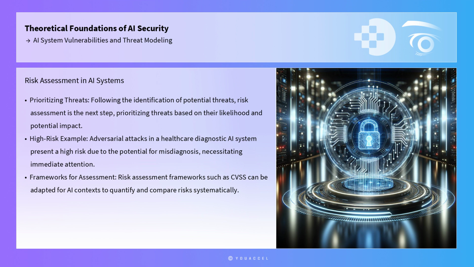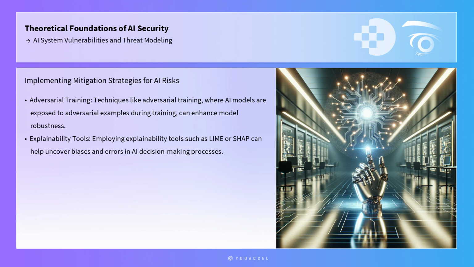Following the identification of potential threats, risk assessment is the next step. This involves prioritizing threats based on their likelihood and potential impact. For example, adversarial attacks in a healthcare diagnostic AI system present a high risk due to the potential for misdiagnosis, necessitating immediate attention. Risk assessment frameworks such as CVSS can be adapted for AI contexts to quantify and compare risks systematically. Once risks are prioritized, implementing mitigation strategies becomes the focus.